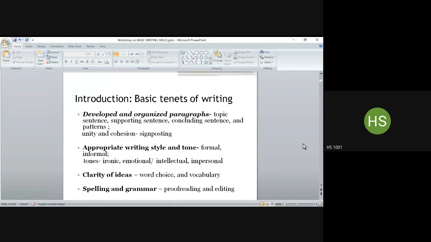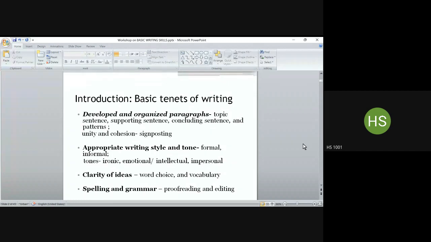All right. As you speak about the basic tenets of writing, the first thing one needs to know is the development and organization of paragraphs, right? So this is the first of the elements, all four of them together, the elements of writing, right? So the first thing is what? Developed and organized paragraphs. You must be able to develop a paragraph, not just develop a paragraph, but also an organized paragraph. We look at what this means, right?